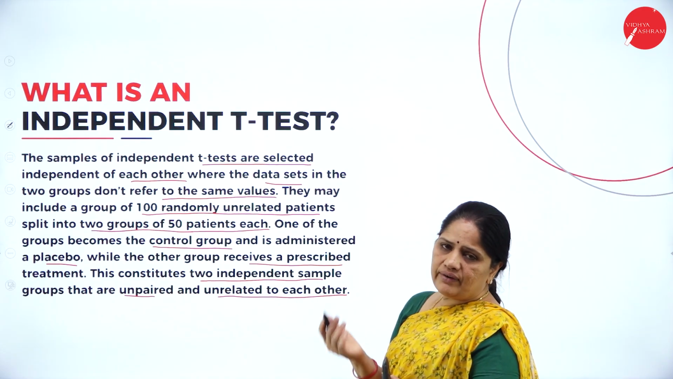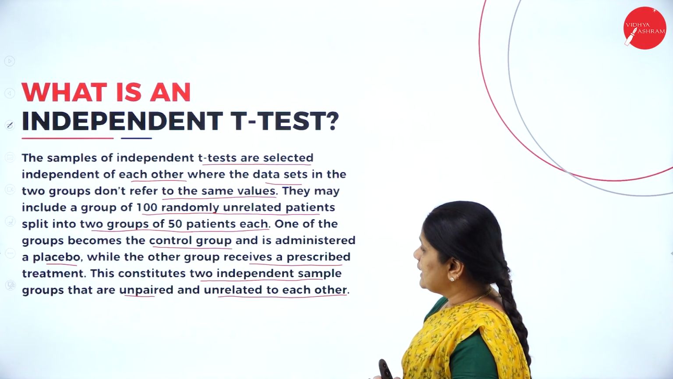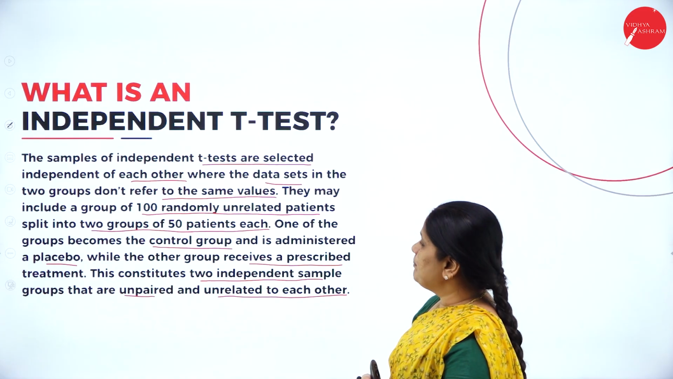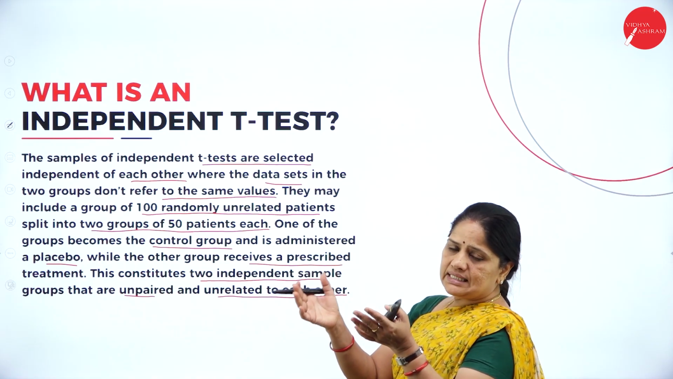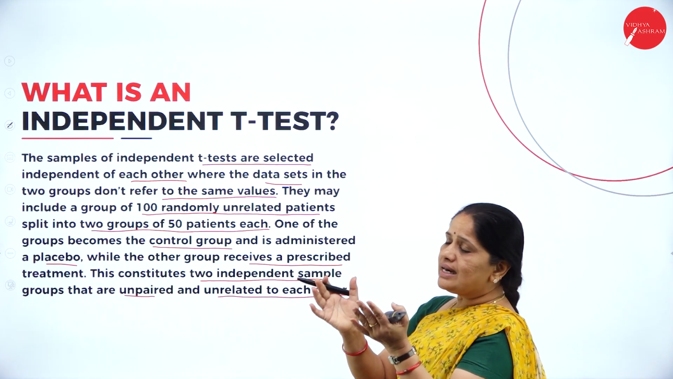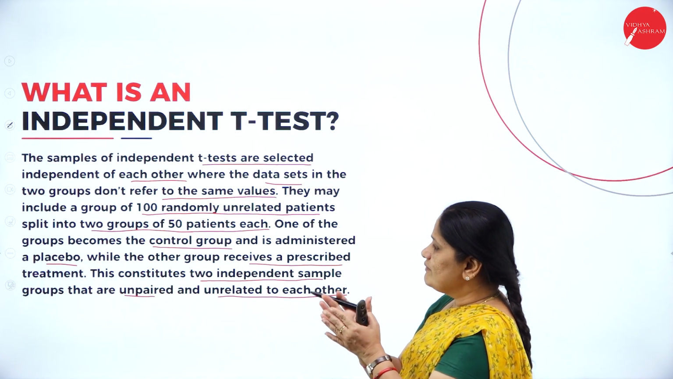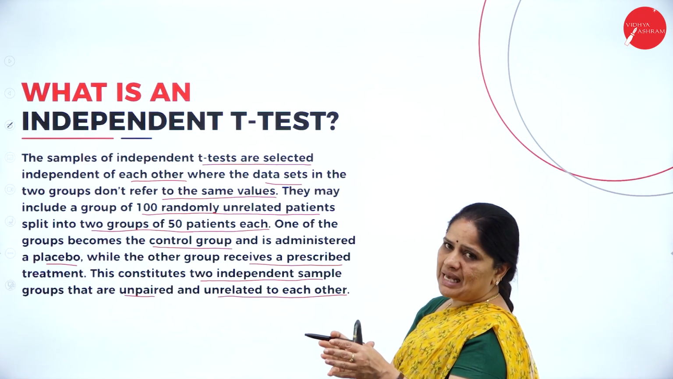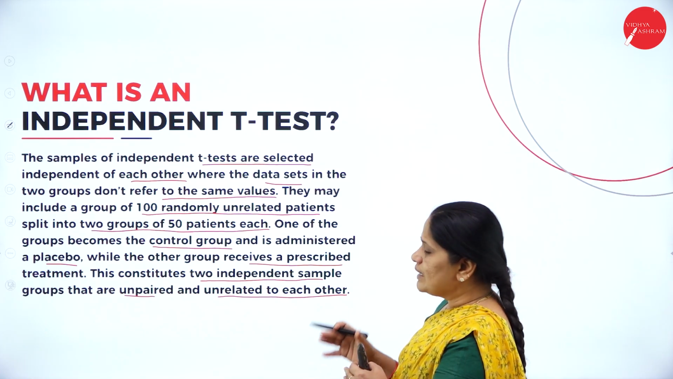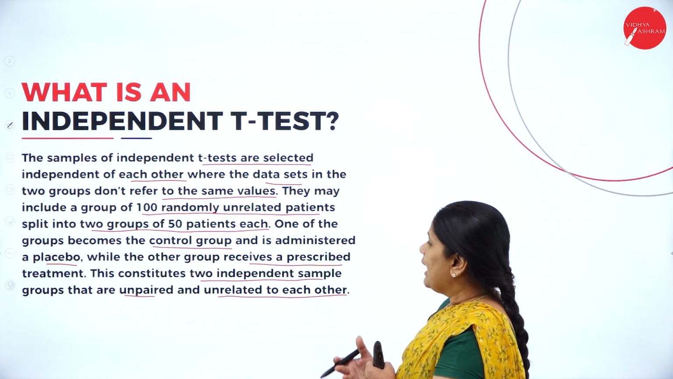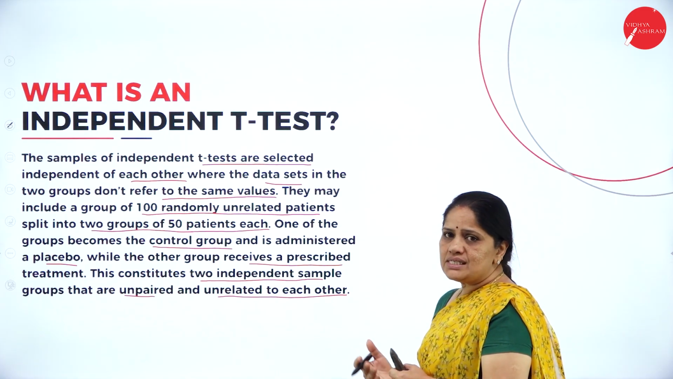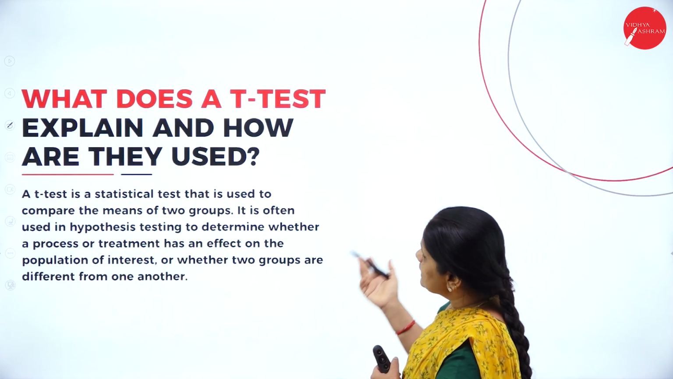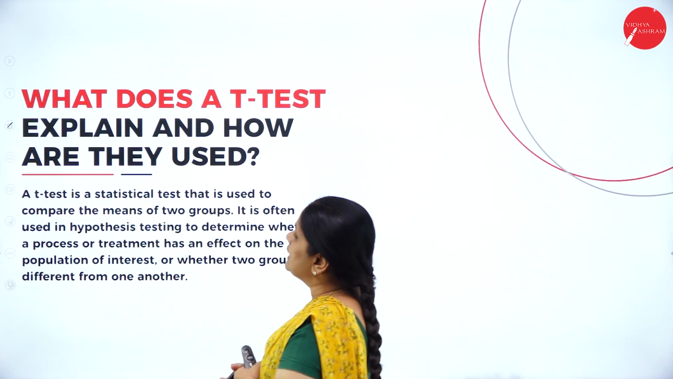So when can we use an independent t-test? They have given an example here. When you select 100 patients at random and divide them into groups of 50 each, one group gets a placebo, whereas the other group gets a prescribed drug, and then we can use this independent t-test.